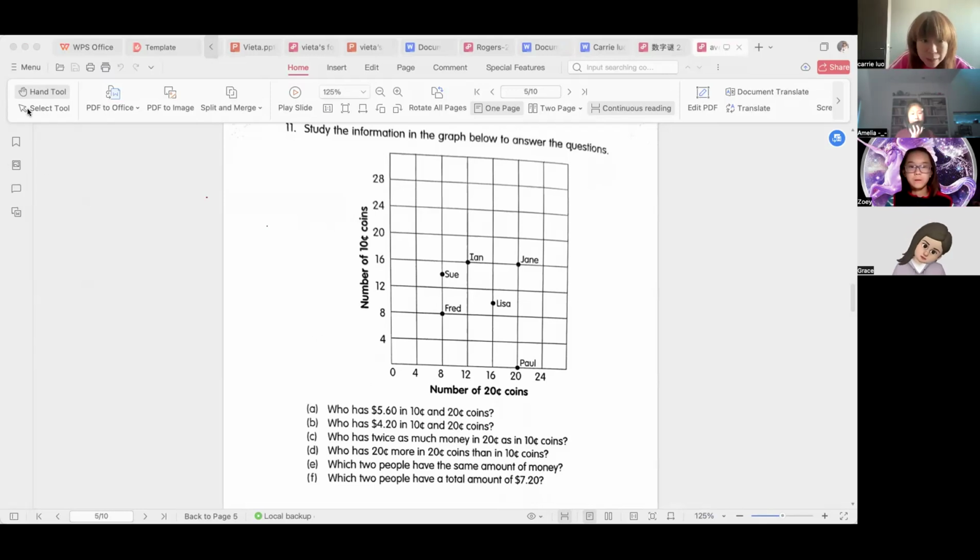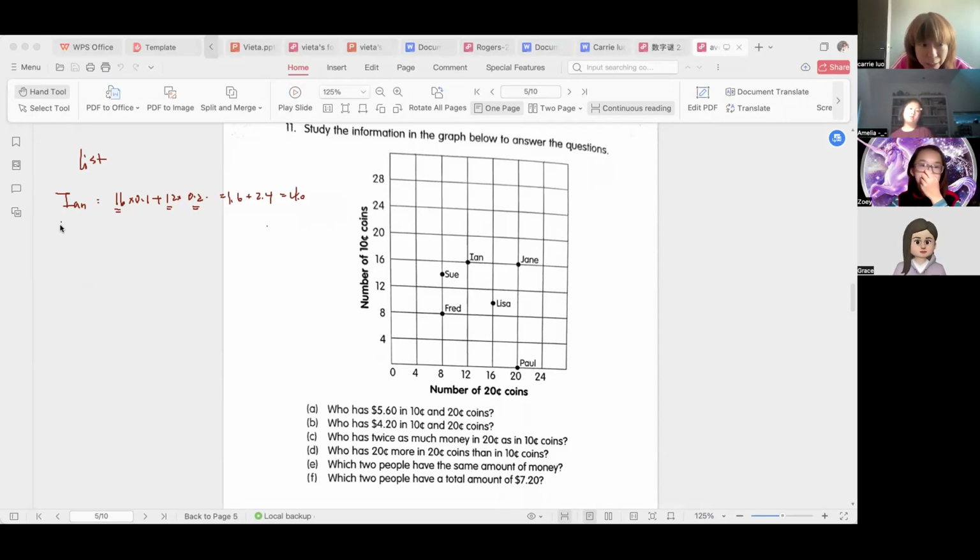So before we do that, I would like you to make a list. Say we have Ian. So how much money does Ian have? 16 times 0.1 plus 12 times 0.2. Correct? So the answer is 1.6 plus 2.4, so Ian has 4.0. The 10 cents coins are 16 and the 20 cents coins are 12. So obviously it's not right.